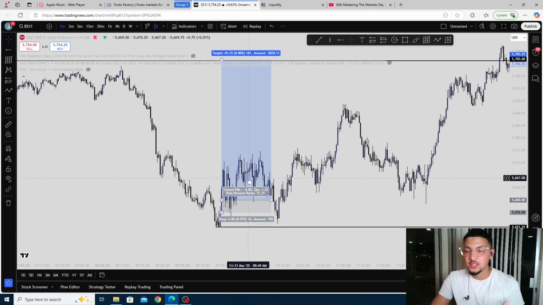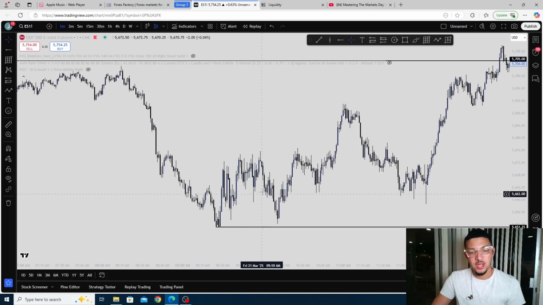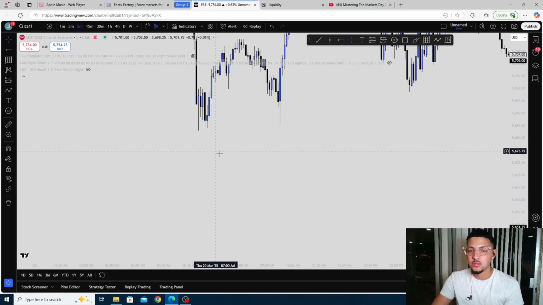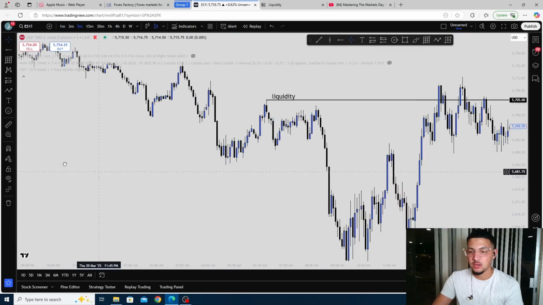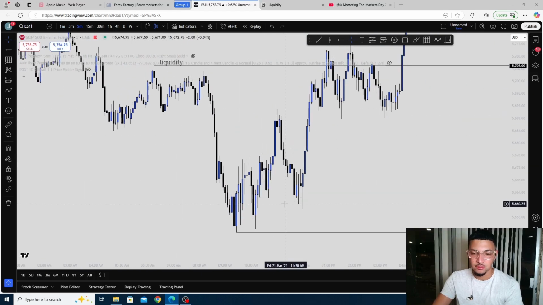So if y'all take these trades, remember, wait for that reversal, guys. Wait for that 5-minute pullback. You're always gonna see that 5-minute pullback. The market's always gonna show you that 5-minute pullback, guys.